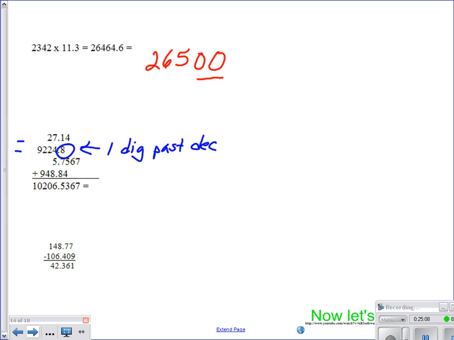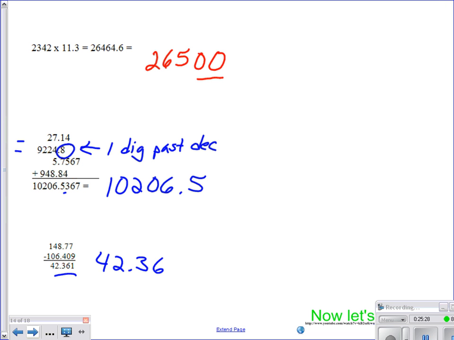So we're going to round it to 102.65. Okay, so that's what we've got there. One more. How many digits past the decimal are you going to round this to? 2. So that becomes 42.36.